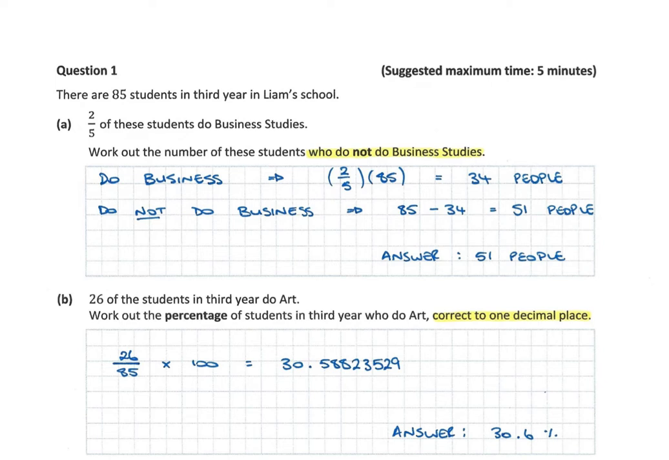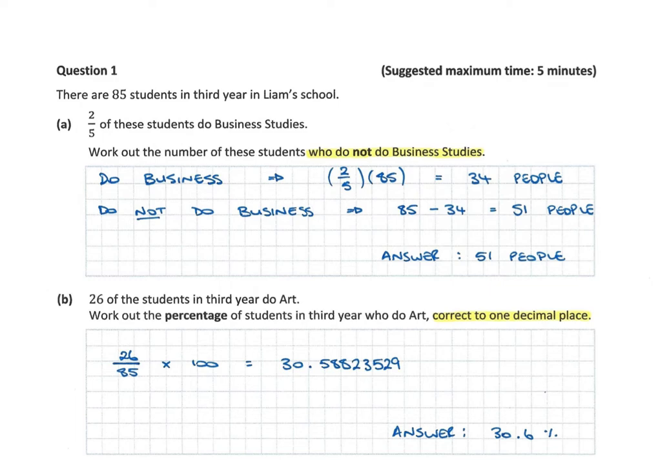So in order to work out the number of people that do not do business, we need to take the full amount of 85, and take away the students that do business studies, which is 34. So 85, take away your 34, leaves you with 51 people. So the answer there for part A is 51.